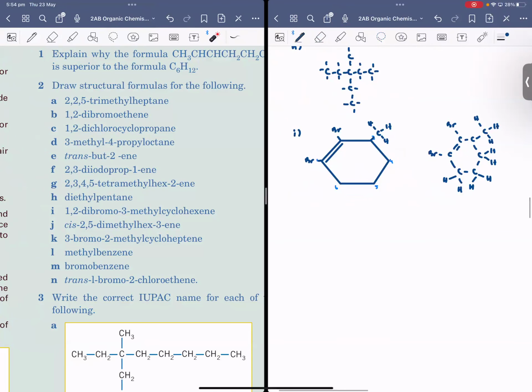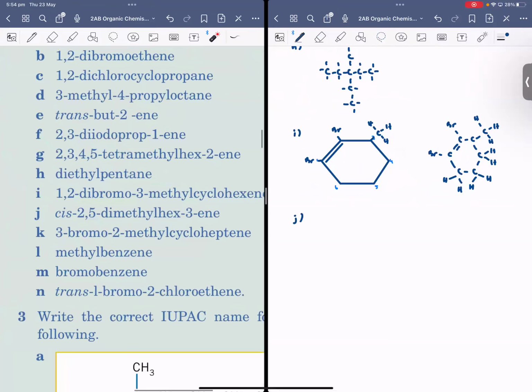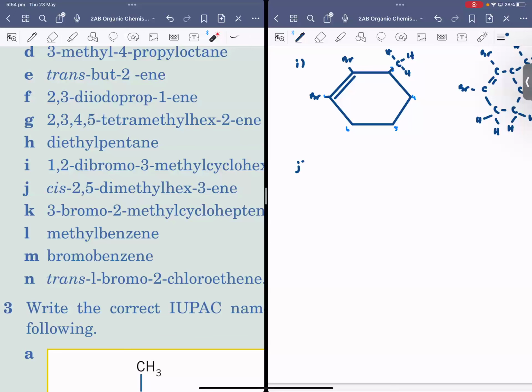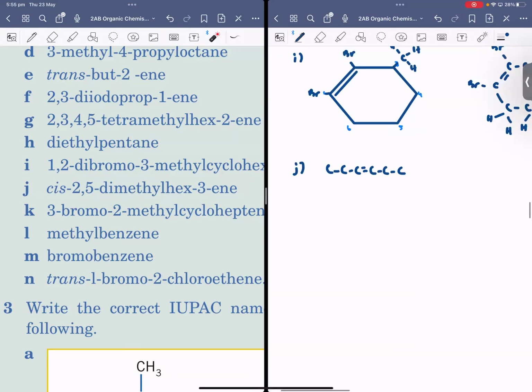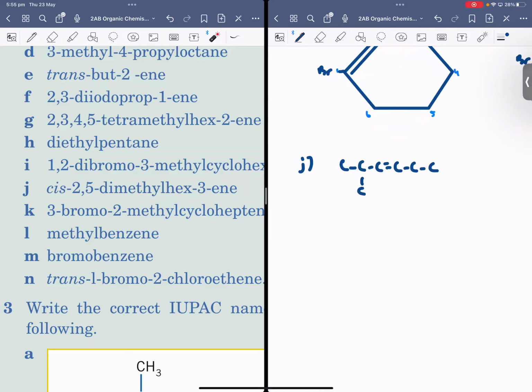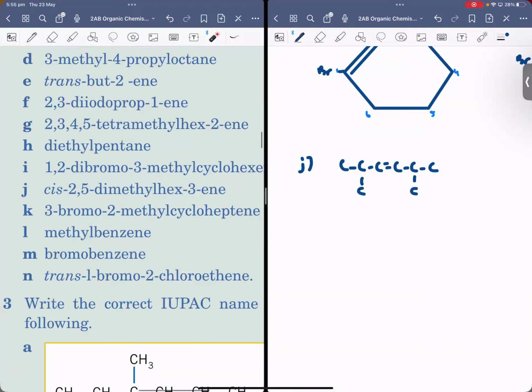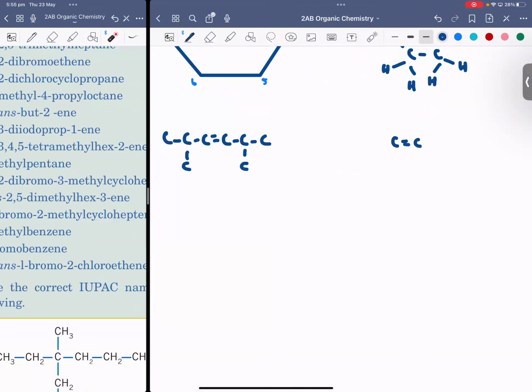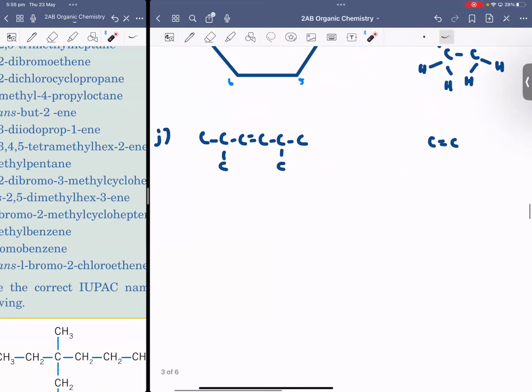All right, J. Cis, I'll do the cis parts later. Let's just do the working out. That's hex-3-ene, 2,5-dimethyl. So C here and a C here. Now let's draw the bow tie shape. So C double bond C. And it helps if I show where the H's were coming off.